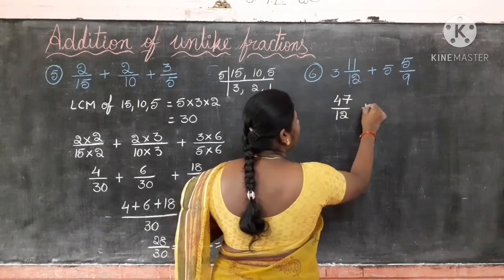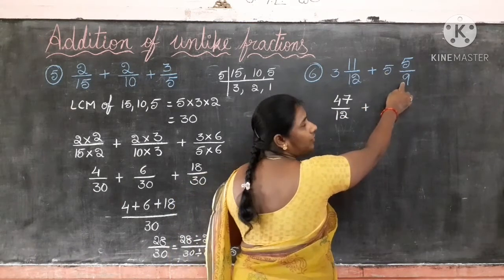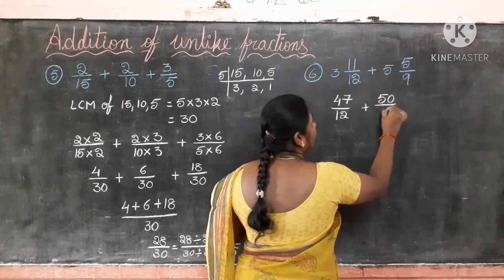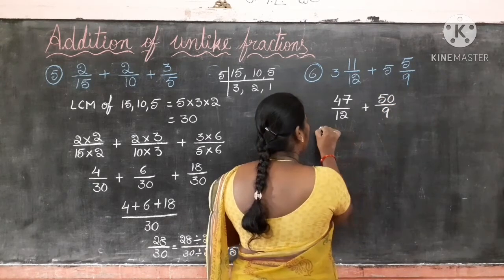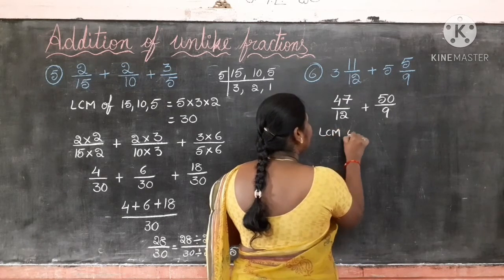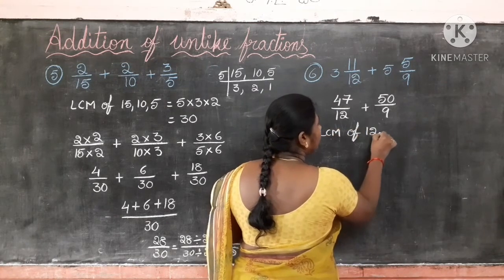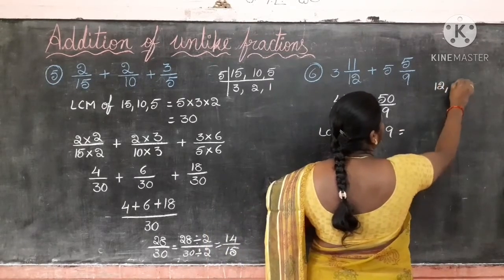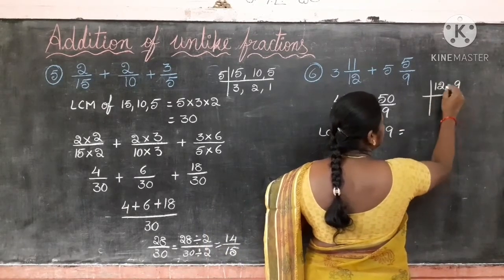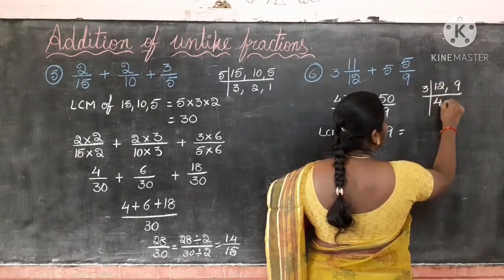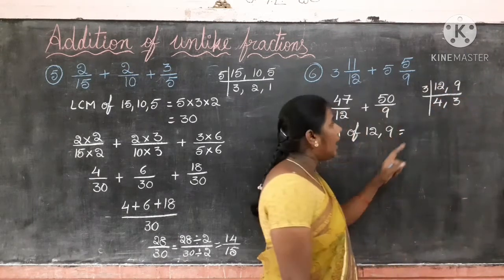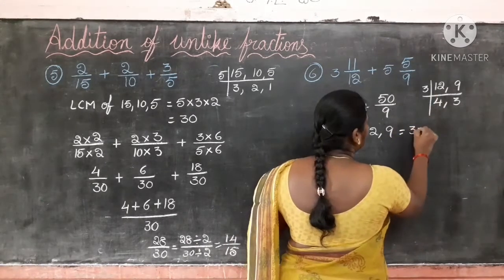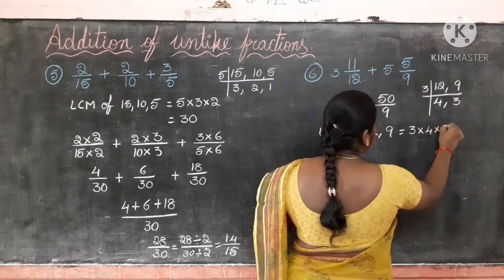47 by 12 plus, the same for these two: 9 5s are 45, 45 plus 5, 50 by 9. Next we have to find the LCM of denominators. LCM of 12, 9. 12 and 9 will come in 3 table. So 3 4s are 12, 3 3s are 9. Again 4 and 3 will come in same table? No. So the LCM is 3 into 4 into 3.